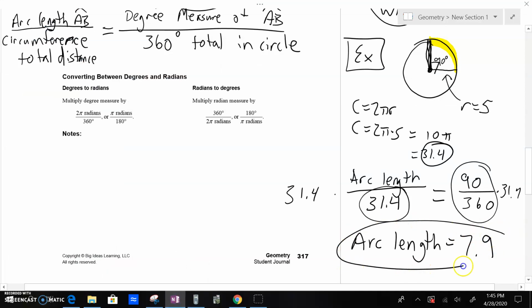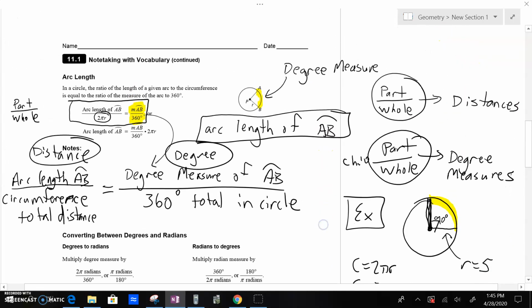And what that means is we're just doing a part of the whole thing. We're actually specifically doing a fourth of the whole thing, or 0.25 of the whole thing. And that's what this equation is. So that's what this boxed-in equation is. It's just doing part over whole of the sides and part over whole of the degrees.